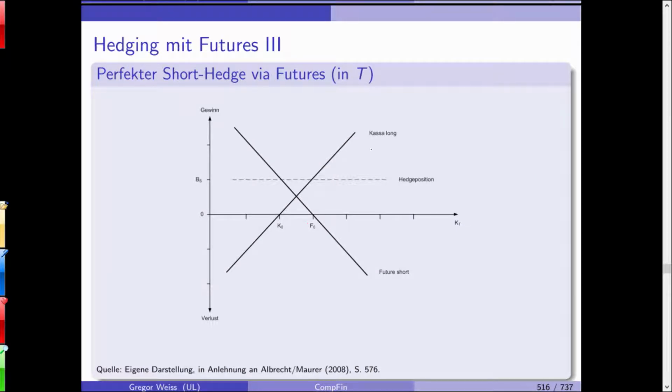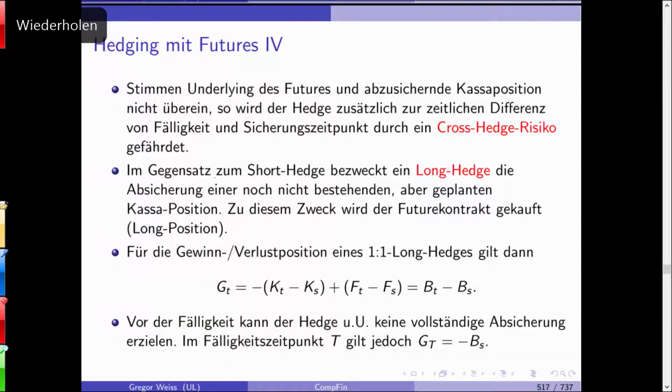This is how it looks like. You have the long position, you have the short position in the future, and you have a hedge position. If you keep it until T, capital T, you will have a hedge position at the level of the basis. Now, the basis, of course, can also be negative. So in some cases, if you can see this, it would be very simple to construct an arbitrage. So the basis will probably be not here in the positive. If underlying and future do not match, you have what we call a cross hedge risk.